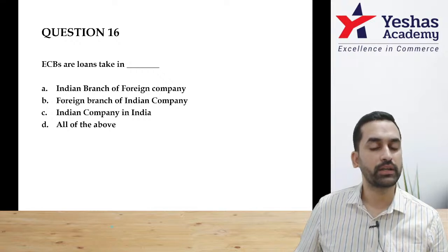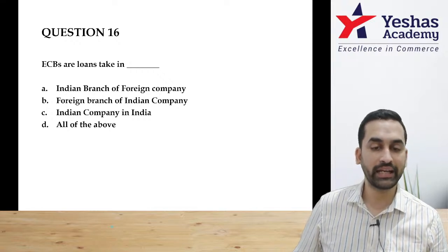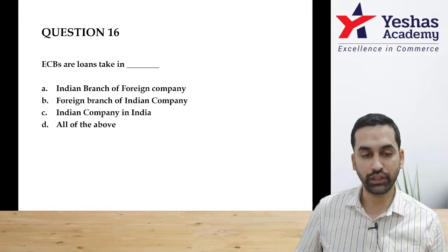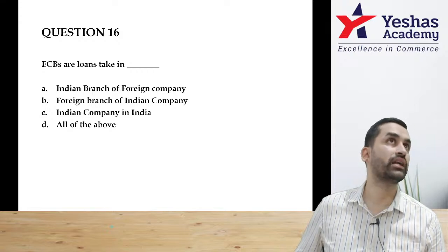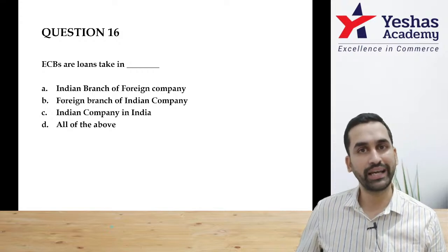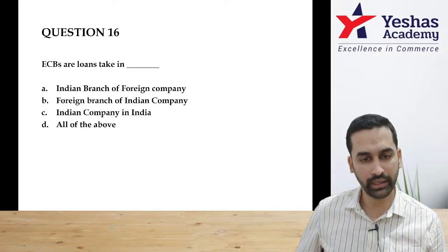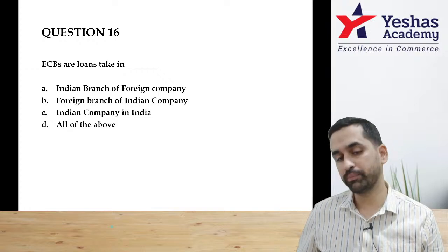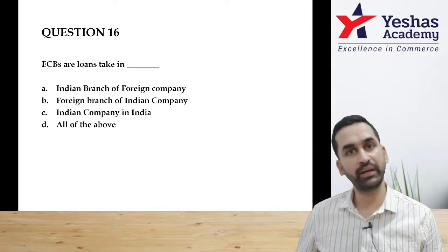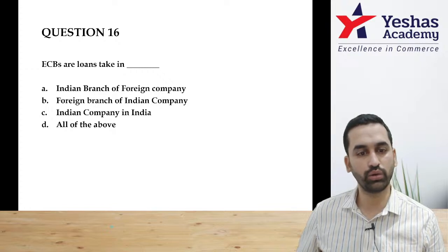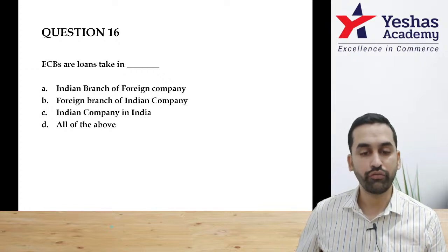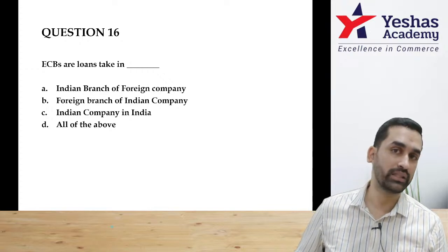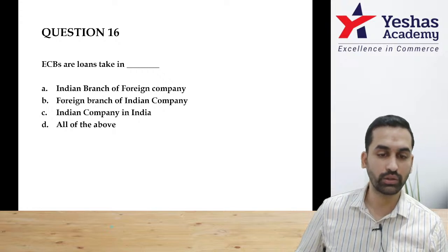ECB, external commercial borrowings, are loans taken in dash. First of all, name itself tells you external commercial borrowing. That means loan is taken outside India. Correct? Read all the options properly. Indian branch of a foreign company. That means head office is in America, branch is in India. No, no, no, that's not ECB. Second, foreign branch of Indian company, head office is in India but branch is in USA. There we take loan. Yes sir, this looks correct answer.